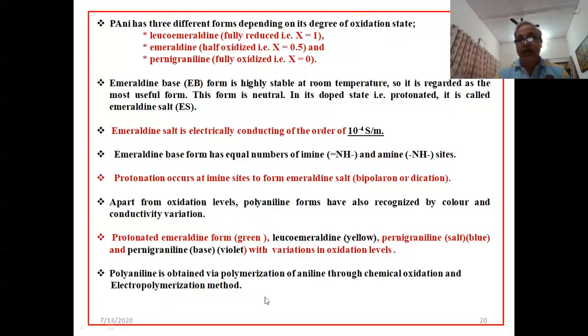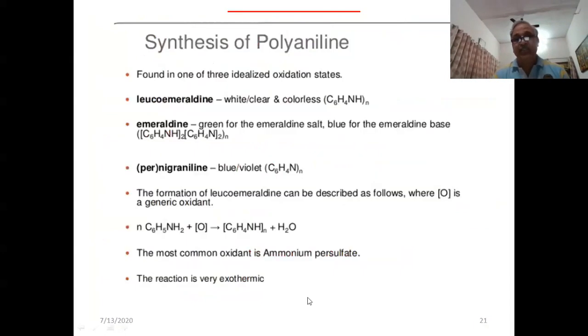Polyaniline is obtained by polymerization of aniline. We use aniline as the starting monomer through chemical oxidation and electrochemical methods. This is the process of chemical oxidation. In this, the oxidant is APS, ammonium persulfate, and this is an exothermic reaction, so we carry out the reaction at ice temperature.